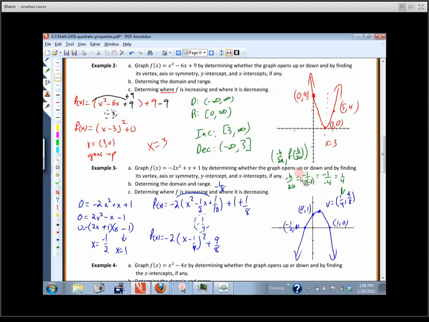Let's see. It does open down. We have its vertex, axis of symmetry, x equals 1/4. X and Y intercepts, got those. Domain, let me go ahead and write that down. Domain is all reals, negative infinity to infinity. You write the range.